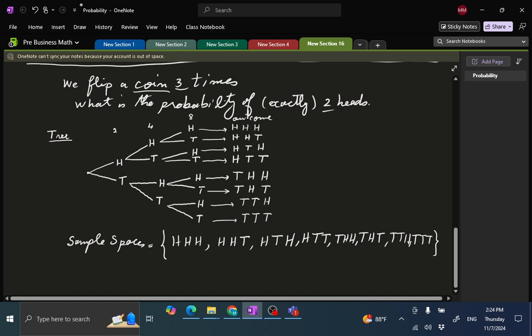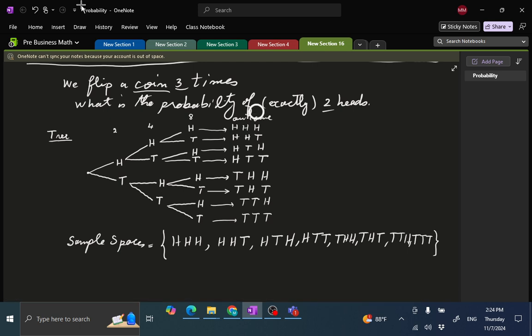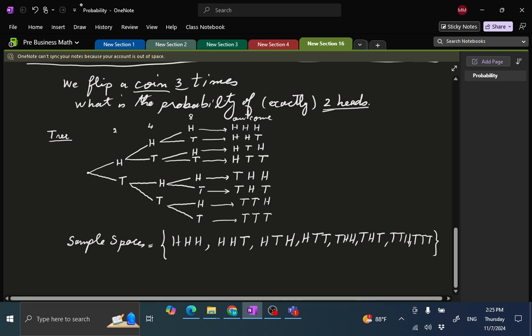If I were throwing this coin 4 times, you can imagine the next round of this will have 16 items. So every time it doubles: 2, 4, 8, 16, 32, and so on. So quickly it grows.